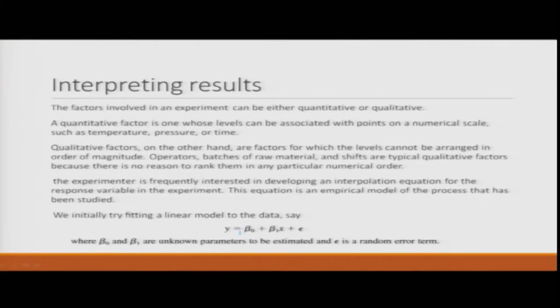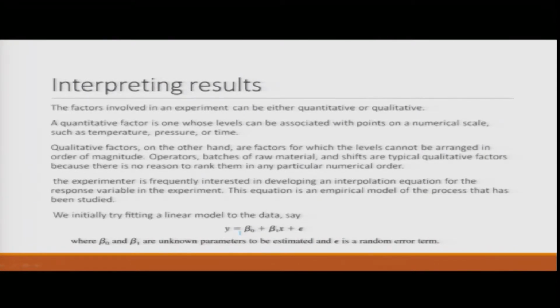The factors involved in an experiment can be either quantitative or qualitative. A quantitative factor is one whose levels can be associated with points on a numerical scale, such as temperature, pressure, time, humidity, and so forth. Qualitative factors, on the other hand, have levels which cannot be arranged in order and magnitude. Operators, batches of raw materials, and shifts are typical qualitative factors, because there is no reason to rank them in a particular way. It can be operator 1, operator 2, operator 3, or batches of raw materials coming from vendor 1, vendor 2, vendor 3, and so forth.